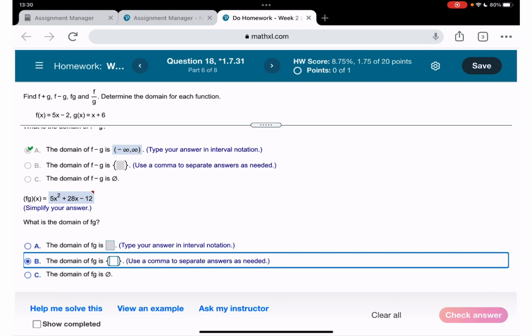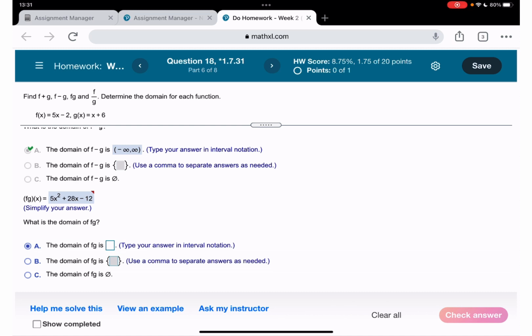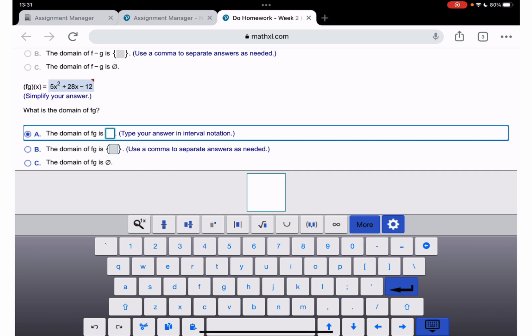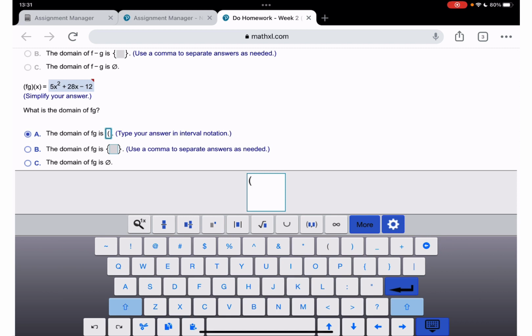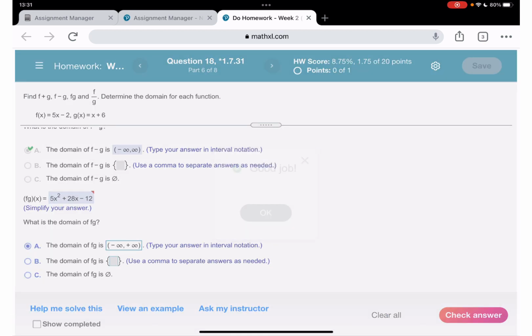Next, we need to find the domain. Since we have a quadratic expression, 5x squared plus 28x minus 12, and there is no division by x, therefore it's going to be all real numbers. Be careful, don't get confused with the curly brackets. We are going to put parentheses because parentheses express an interval. So it's going to be parentheses, negative infinity, comma, positive infinity, closing parentheses. Bingo.